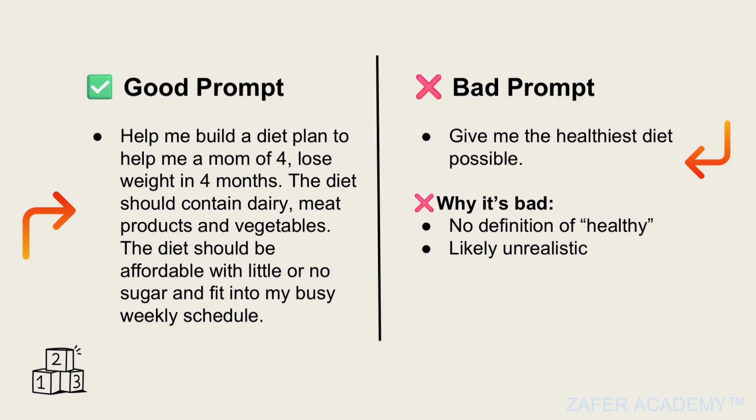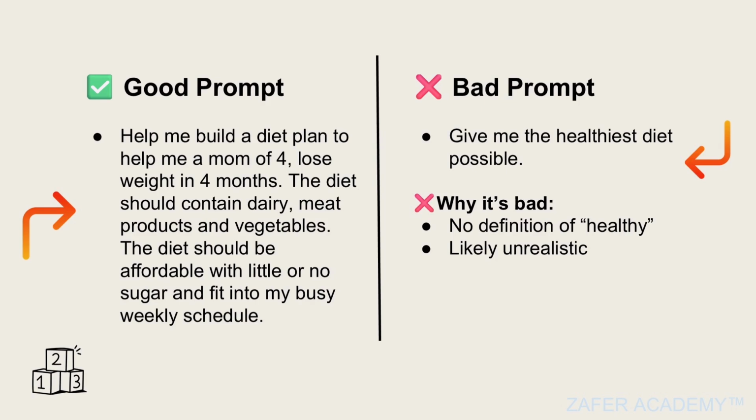So let's start with the bad prompt. Give me the healthiest diet possible, right? There is no definition of healthy, and it is very, very unrealistic. And in addition to this, there is no way ChatGPT can design this in a systematic way or design this in a system that is going to support the overall goal of losing weight, right?